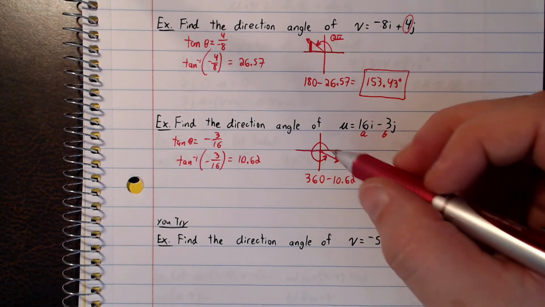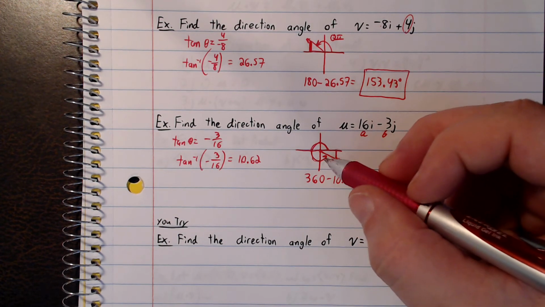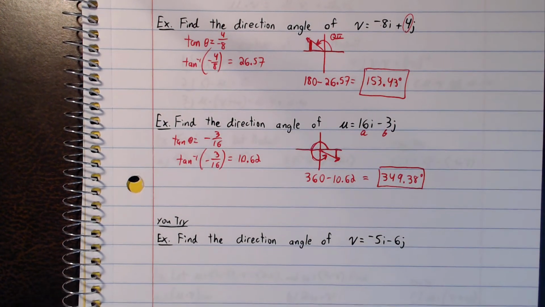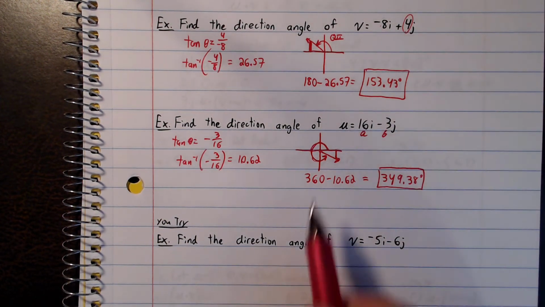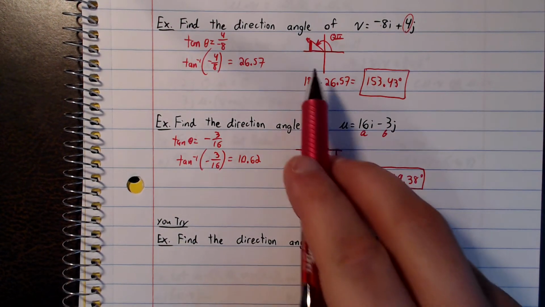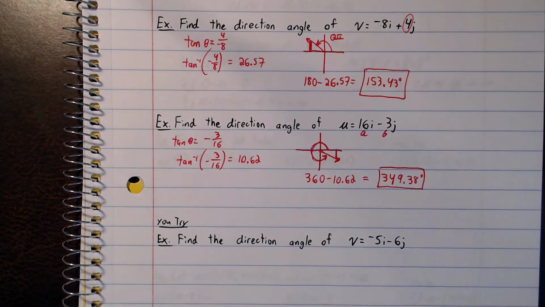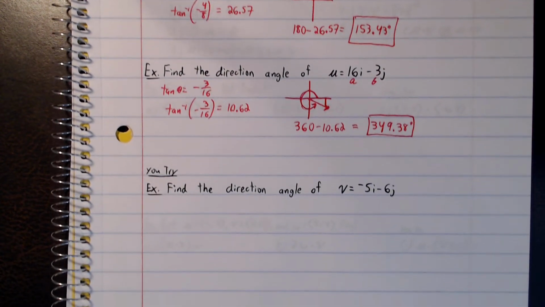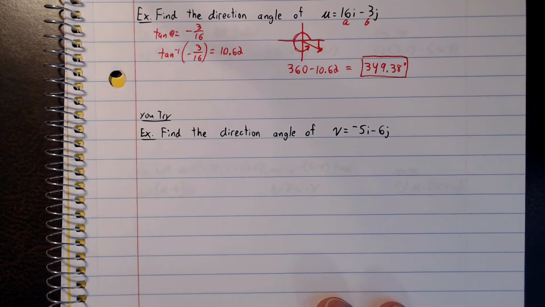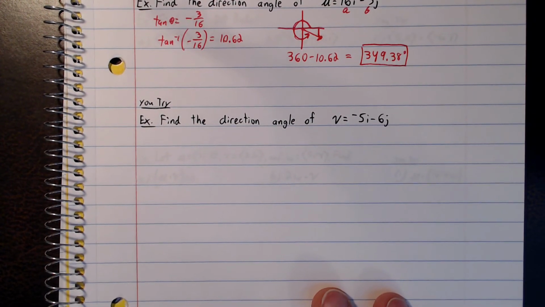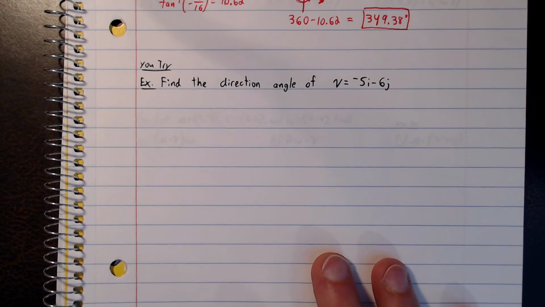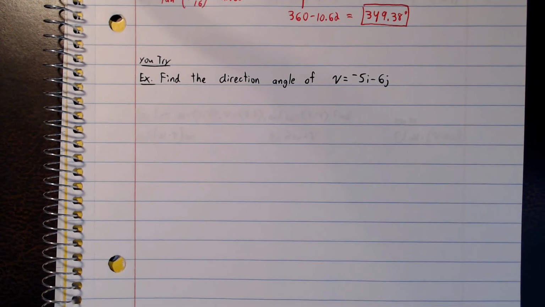So that's the angle that this vector is taking. It's pointing out here, and the angle going around would be 349.38. So you will have to check to see where that particular vector lands. We did that both times. And depending on what they give you for a reference angle, you have to either add or subtract. Anyways, here's one for you to try. Pause the video and resume when you're ready to check your solution.